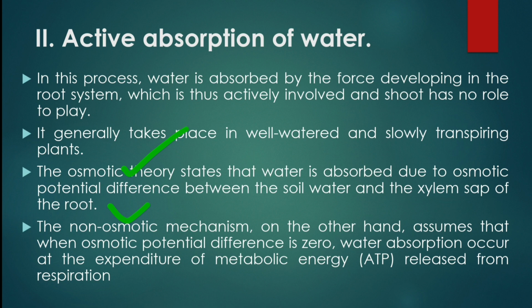The osmotic theory states that water is absorbed due to the osmotic potential difference between soil and xylem sap. The non-osmotic mechanism says that when the osmotic difference is zero, water absorption occurs at the expenditure of metabolic energy or ATP released from respiration. So the osmotic theory tells that there is an osmotic potential difference between soil and xylem sap, but the non-osmotic mechanism tells that ATP is utilized, and by the expenditure of this ATP or metabolic energy, water absorption occurs into the root.